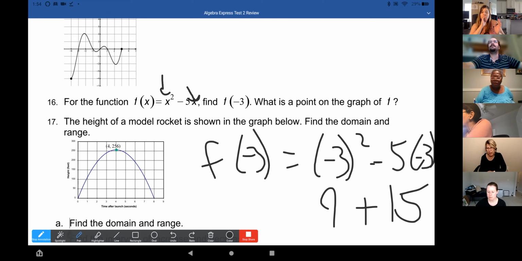So then we're going to add these two numbers together, right? 24, right? Okay.